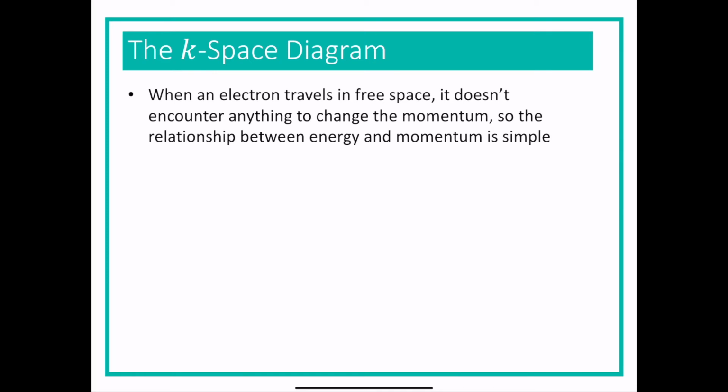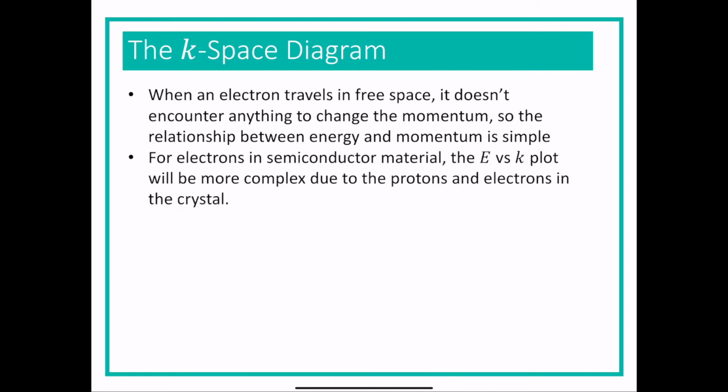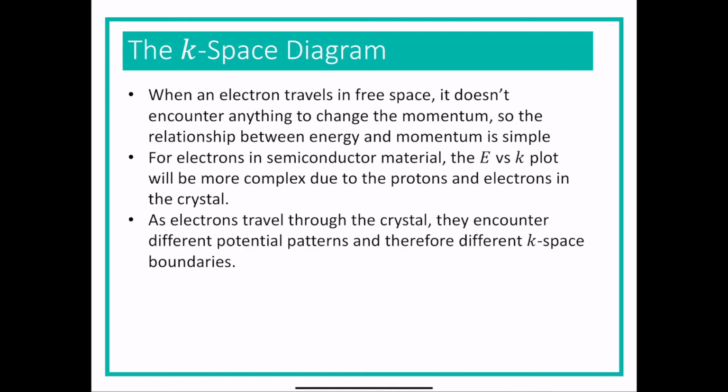In semiconductor material, the energy versus momentum plot is more complicated, but it does give us some clues as to what happens inside the material. So as electrons travel through the material, and these are generally either holes in the valence band or electrons in the conduction band, they encounter different potentials and different types of interactions with other types of atoms. So depending on the direction they're going through the crystal, it makes a difference in what they're encountering.